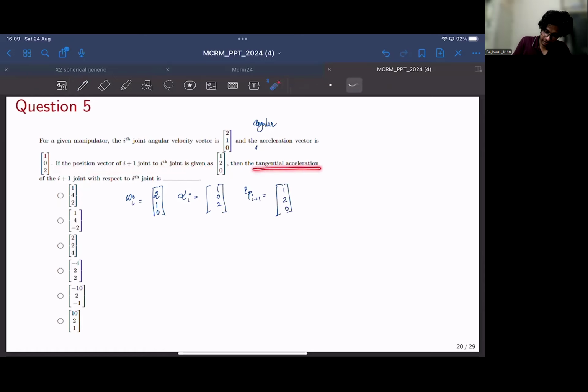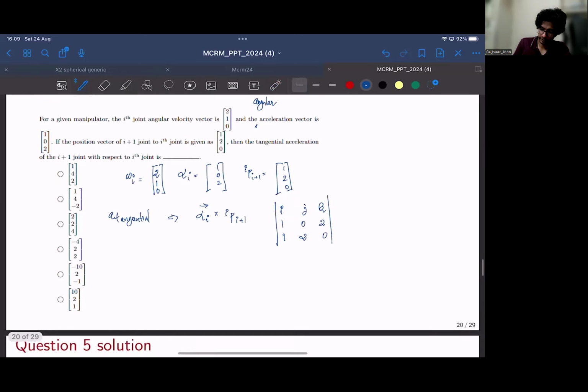Then we are supposed to find the tangential acceleration of the i plus 1 joint with respect to the ith joint. A tangential is nothing but alpha i cross iP(i+1). Right? So you have two vectors. How do you take the cross product? We can use the determinant, pretty much straightforward. This is how you do it: i j k, the first vector you write as a row 102, the second vector as 120. And if you take the determinant, what will you get?